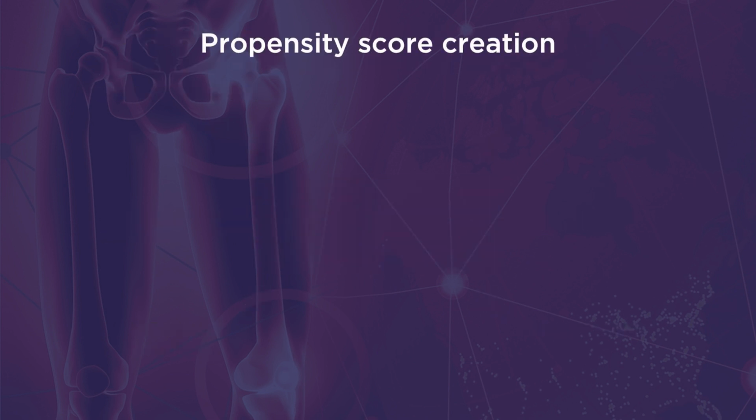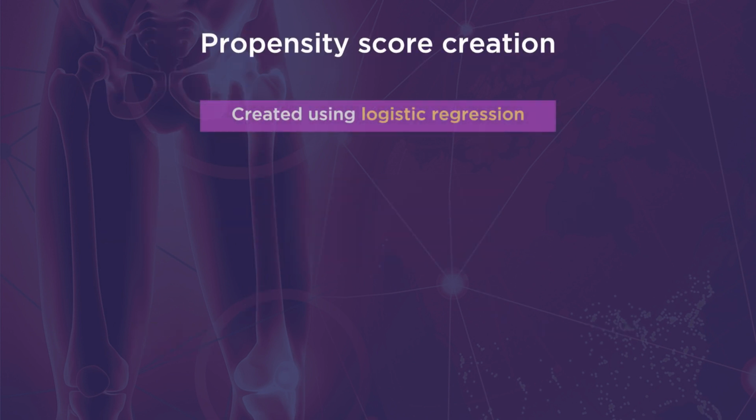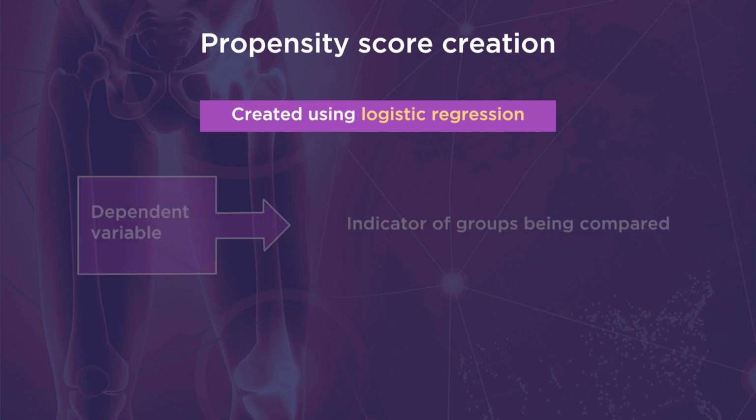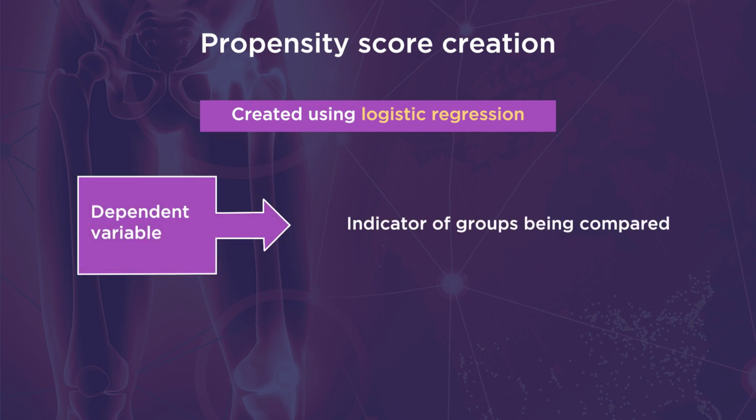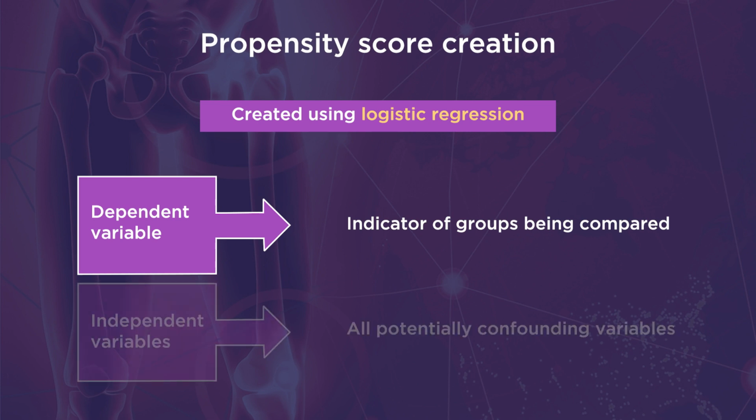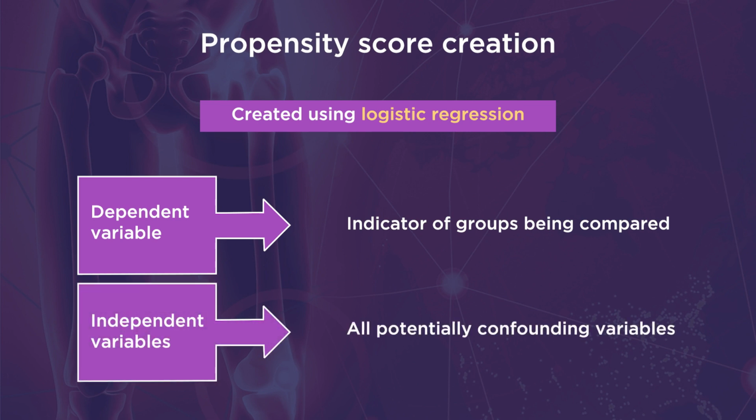Typically, propensity scores are created using logistic regression. The dependent variable in the model is the factor noting the study groups that will be compared. For example, total hip arthroplasty using a dual mobility implant versus a standard design. The independent variables are the potential confounders, that is, variables associated with the patient being in one group versus the other that are also associated with the study outcome.